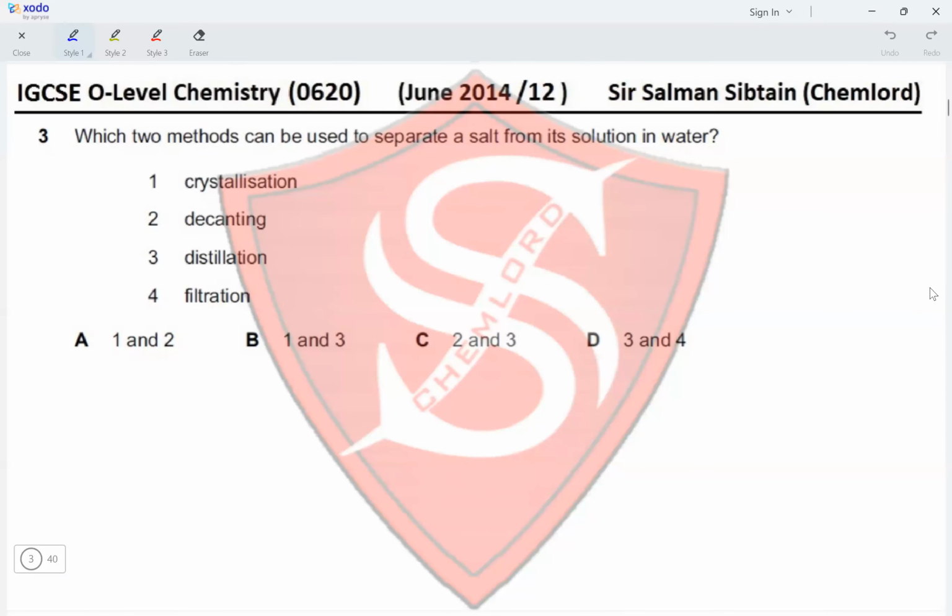So this is correct. Decanting. Decanting would not result in separation of salt from its solution because the salt is dissolved. Distillation, yes, because when we heat the solution, the water will evaporate, leaving behind the salt. Filtration, there is no precipitate present in the solution of a soluble salt, so filtration will not result in the separation of the salt from its solution. So since methods 1 and 3 are correct, option B is the correct option for this question.